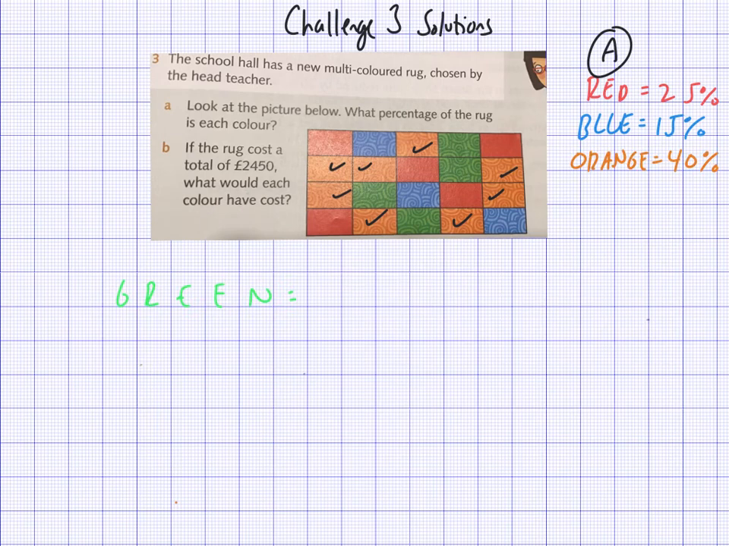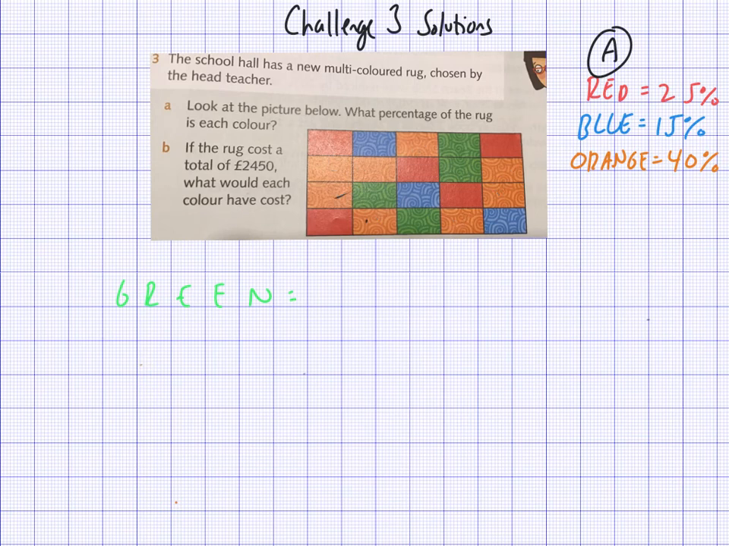Now the last one here is green, and if I was thinking very carefully and trying to save myself a bit of time, what I could do is add up the 25 and 15, which makes 40, and another 40, which makes 80, and I think, well, out of 100% I have 80 so far, so 20% must be green, but I'm just going to double check that to make sure.